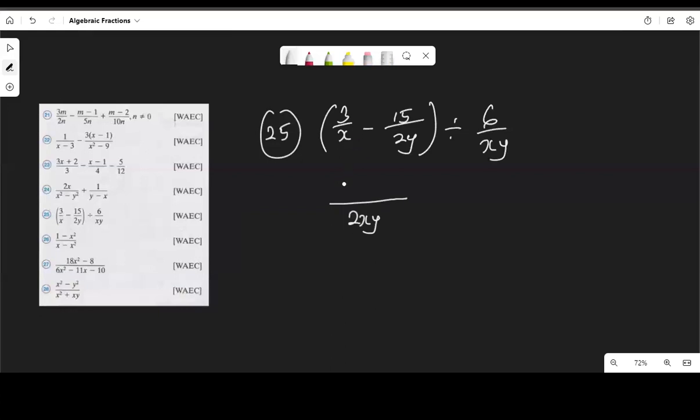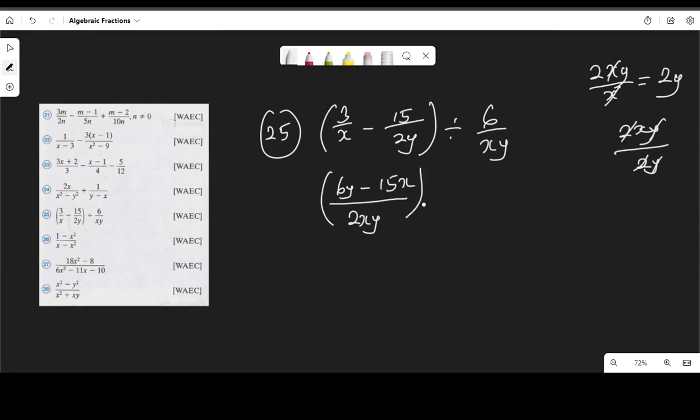2xy divided by x is 2y. If I take 2xy divided by x, x will cancel. We are left with 2y. So multiply that 2y by 3. That is 6y. Then 2xy again divided by 2y. Y will cancel and 2 will cancel. We'll be left with x. X times 15 is 15x. That is the expression in brackets.